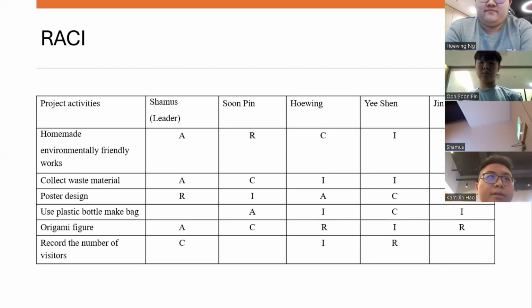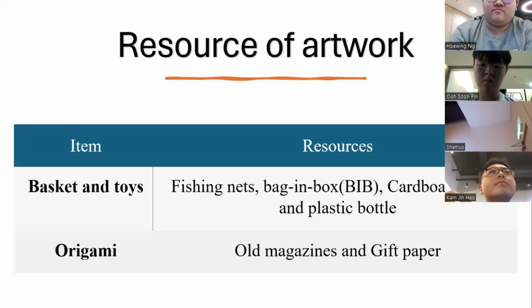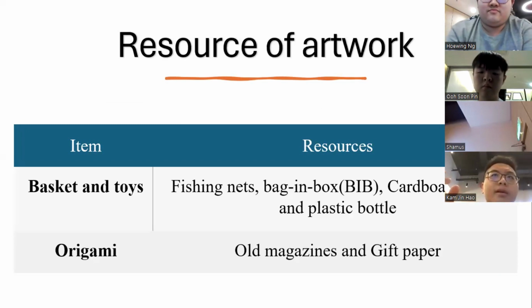Now for the project activities, there are homemade environmentally friendly works, collecting waste material, poster design, the use of plastic bottles to make bags, origami figures, and recording the number of visitors. Now the resource of artwork is that for item, which are basket and toys.